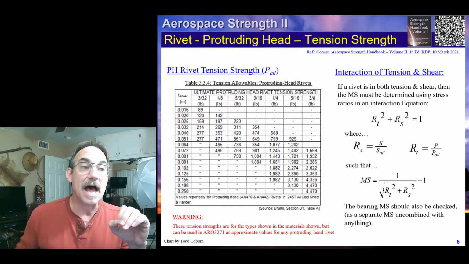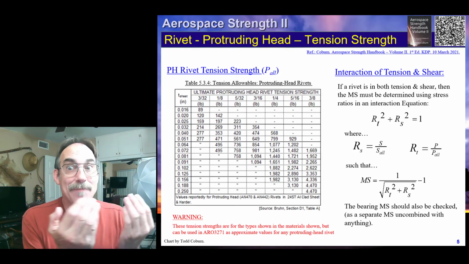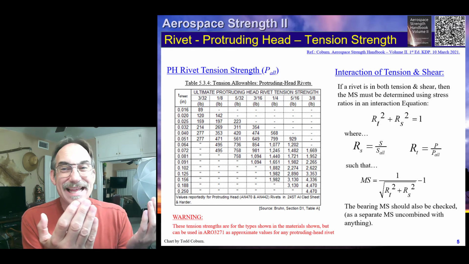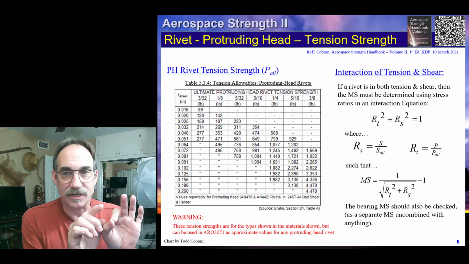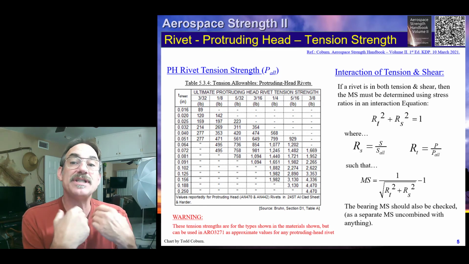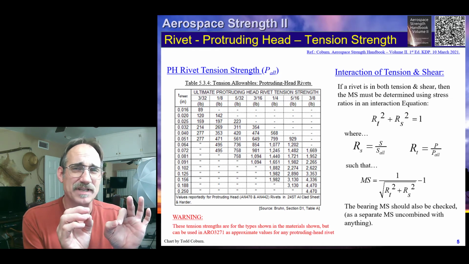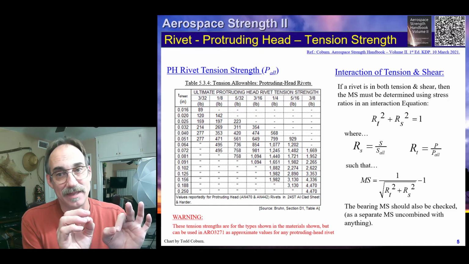Now, you do not combine tension and bearing. Those are completely different planes, areas, and failure modes. You combine shear and tension, okay? But you also still need to check to make sure you're good for bearing. So we'll check for bearing margin of safety as a separate standalone check, not combining it with anything.